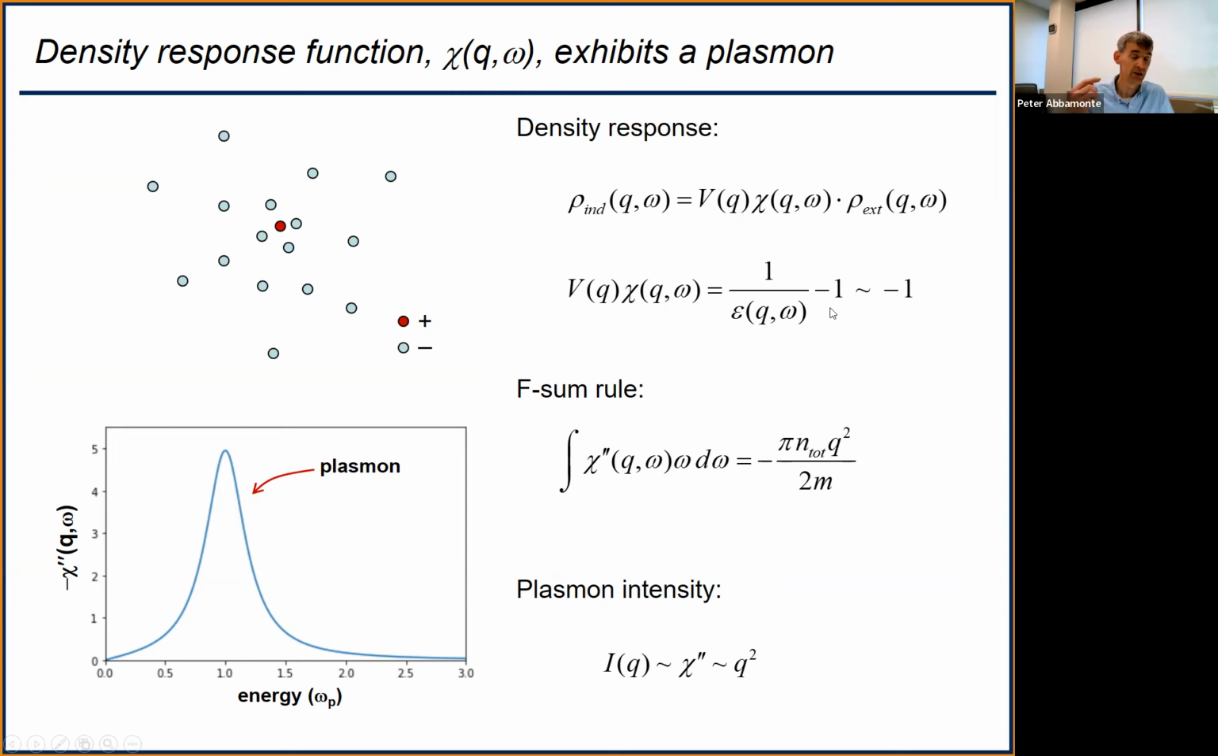And that means that in the limit of zero frequency, as Q goes to zero, V chi goes to minus one, which is because epsilon goes to infinity, which implies that chi goes to zero like Q squared.